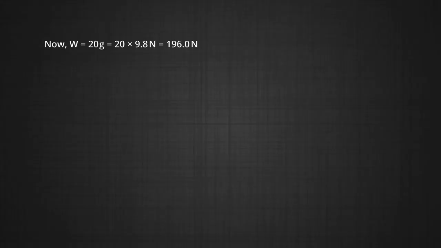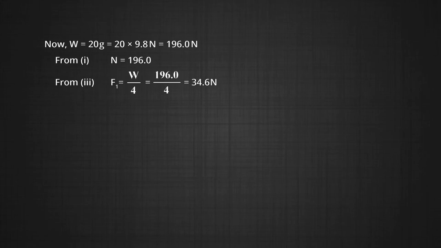Now, W is equal to 20 g. If we take g as 9.8, W becomes 196 newton. From equation number 1, we get N is equal to 196 newton. Using equation number 3, we get F1 equal to W by 4, which is 196 divided by 4, that is 49 newton. From equation 2, the static force of friction is equal to F1, which is 49 newton. Similarly, we can also find F2, which is 199 newton.